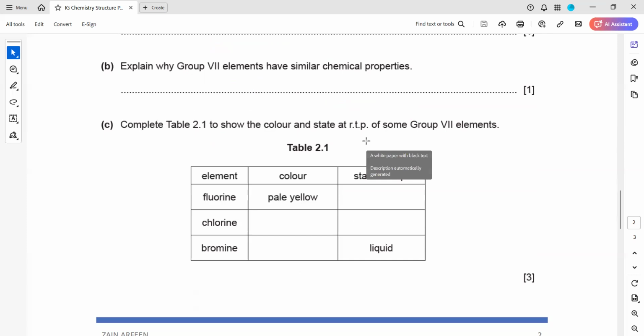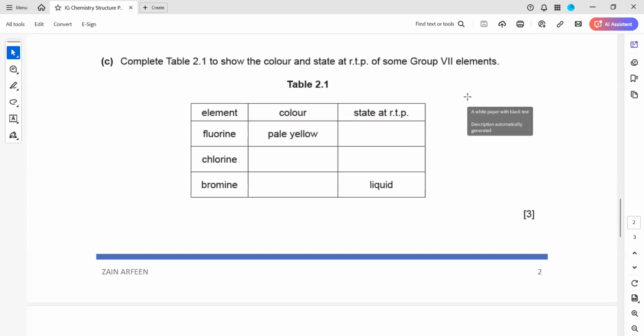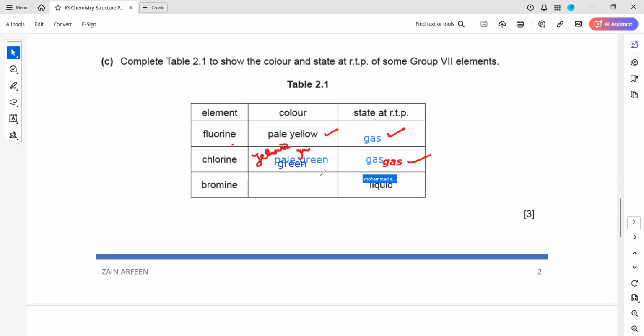You'll write the same. Complete Table 2.1 to show the color and the state at room temperature and pressure for a group 7 element. Fluorine's appearance is given as light yellow, pale yellow, and it is a gas at room temperature. Chlorine is yellowish green, and it is a gas, or pale green, as you mentioned.